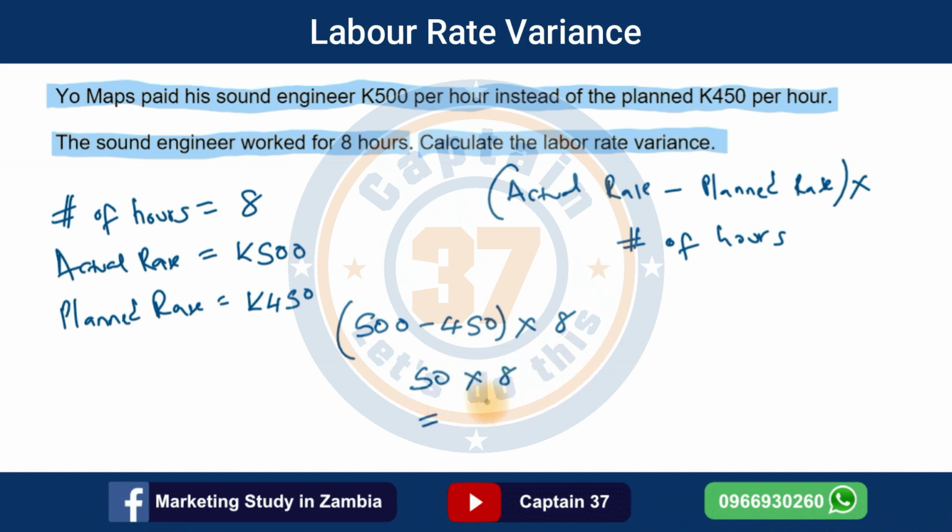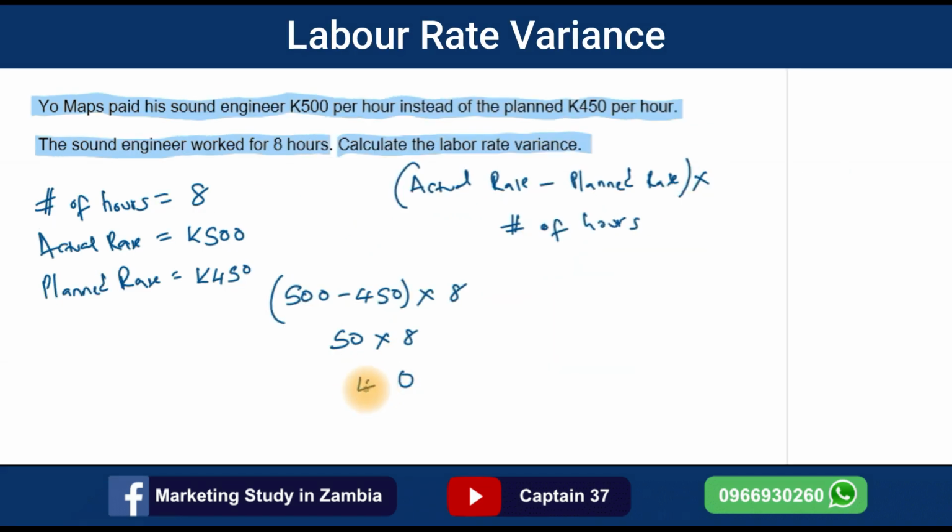And 50 by 8, 8 times 0 is 0. 8 times 5 is 40. This is the labor rate variance.